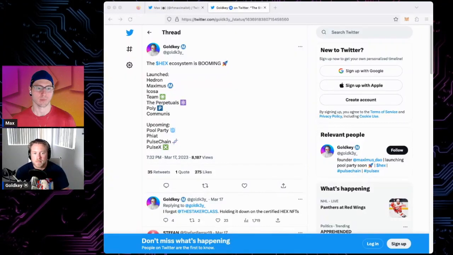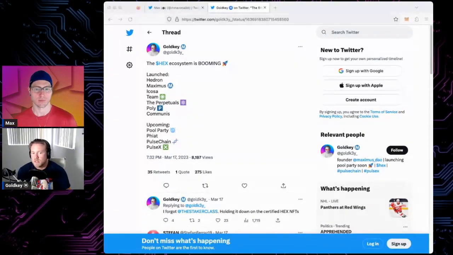Poly is definitely a long-term Hedron staking pool, great for long-term exposure, because it's not going to be recycling its stake points. It's just going to be staying staked for 15 years. So I think people will be surprised by how valuable that becomes.